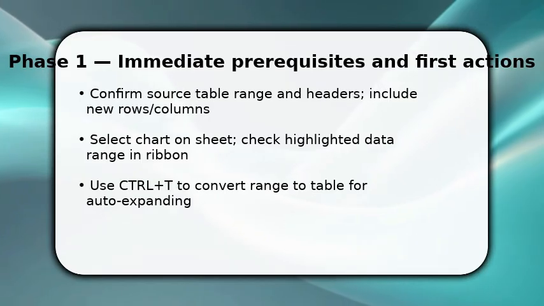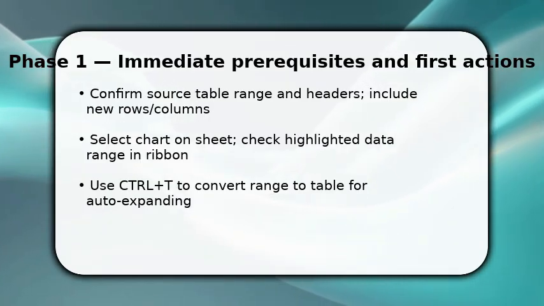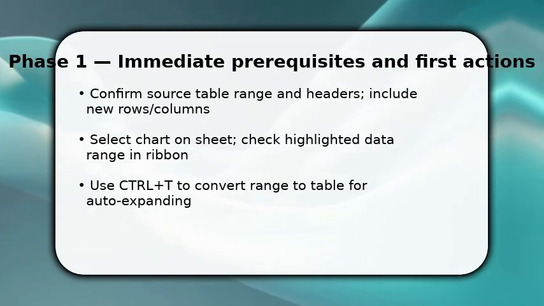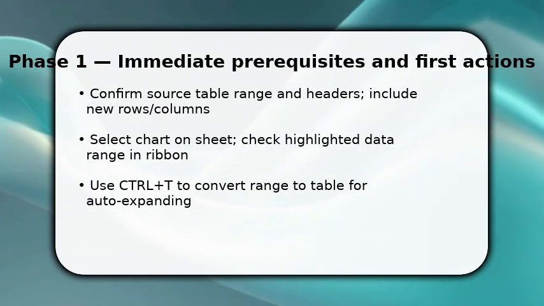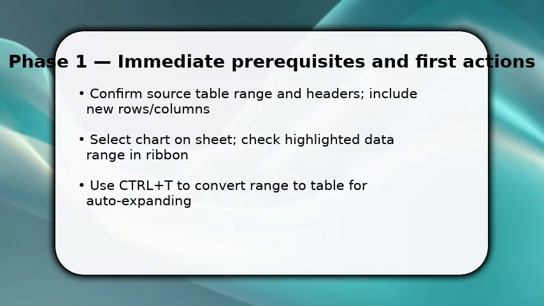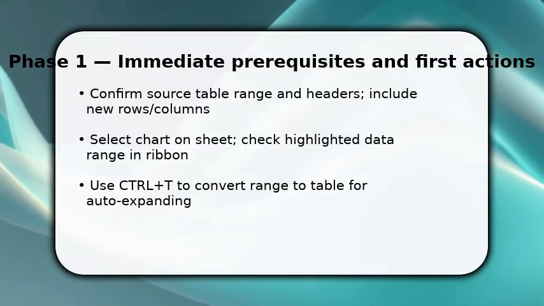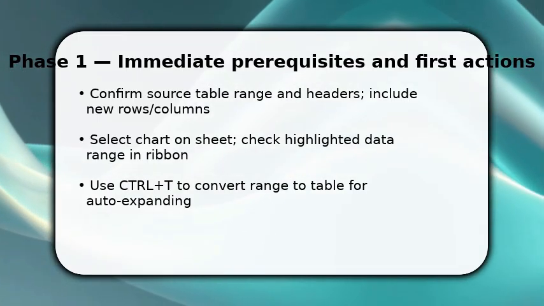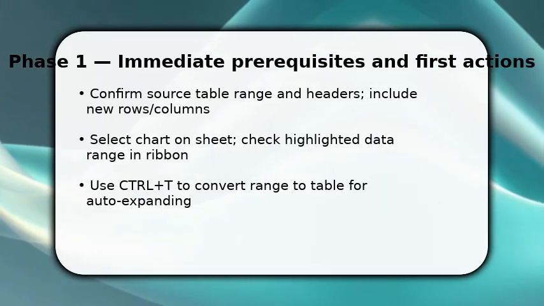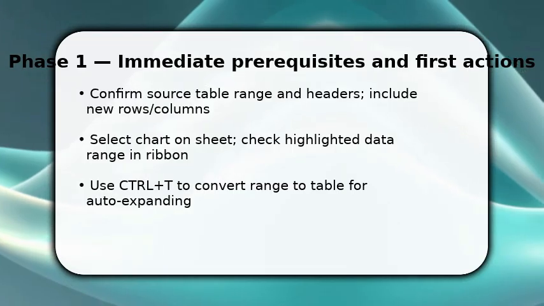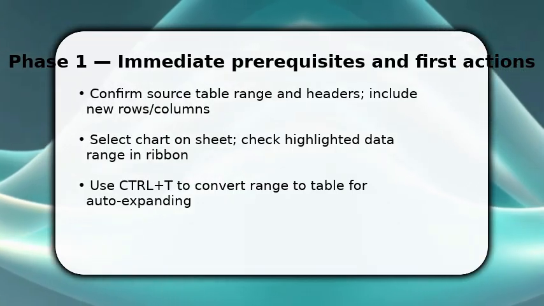Now make Excel recognize them. Convert the range to a table with Ctrl+T so additions auto-expand, then click the existing chart to reveal its data highlights. Once selected, inspect the chart design ribbon and the highlighted source range. This tells you what the chart uses. If headers shifted, update them now so axis labels remain correct. Doing this prevents broken series when you paste or import more rows.